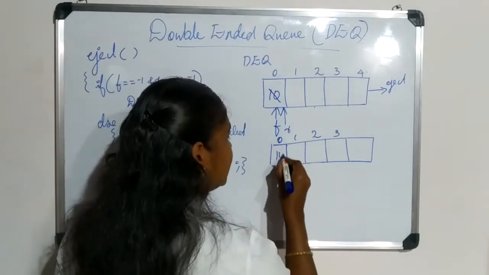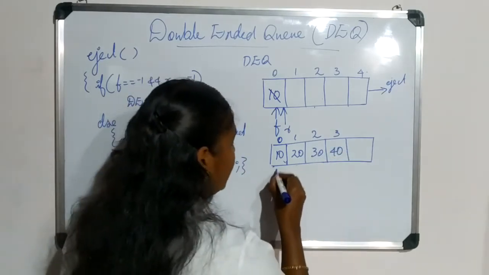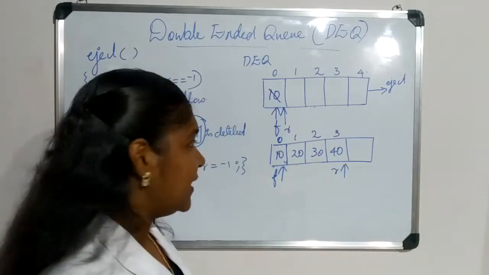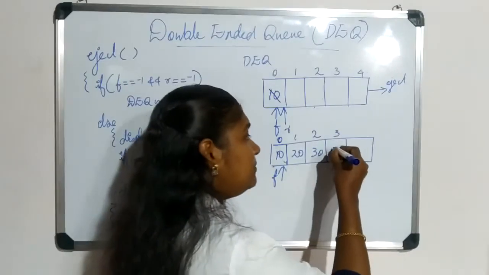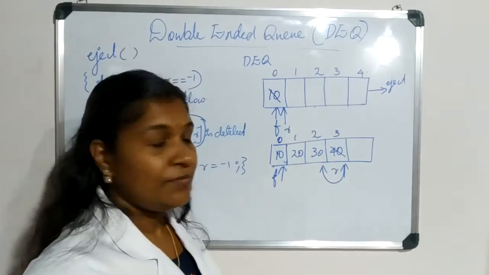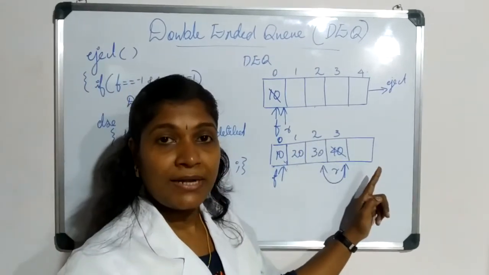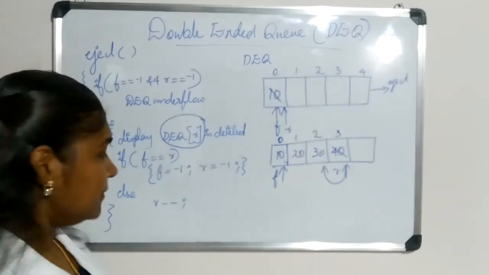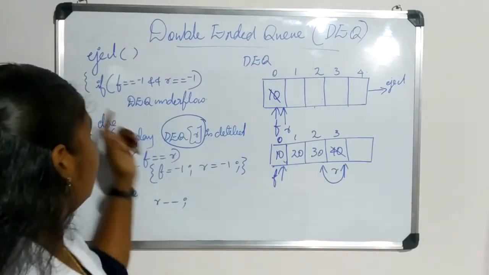Let's consider the case 10, 20, 30 and 40. Right now, f would be pointing to position 0 and r would be pointing to position 3. In order to delete element 40, what is to be done? You simply delete the element, then decrement the value of r. This is the only operation we need to perform in the eject operation. That is, if there is more than one element, you simply decrement the value of r. So r minus. This is the eject operation.